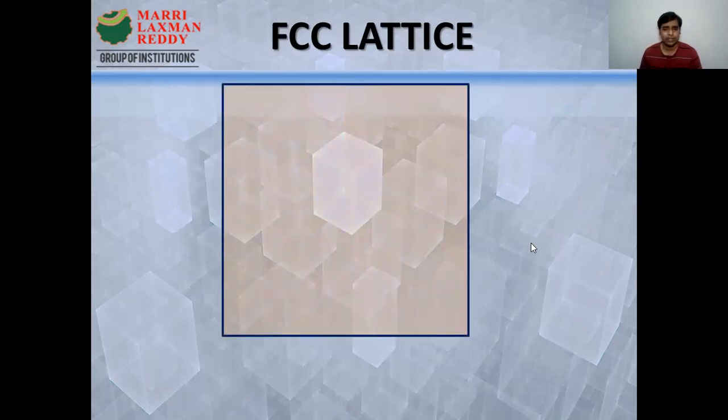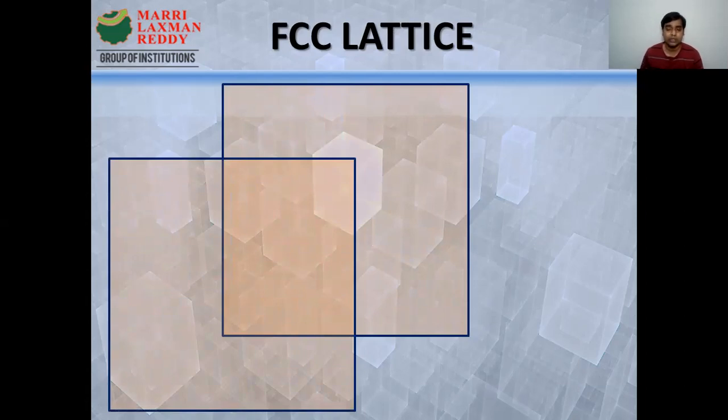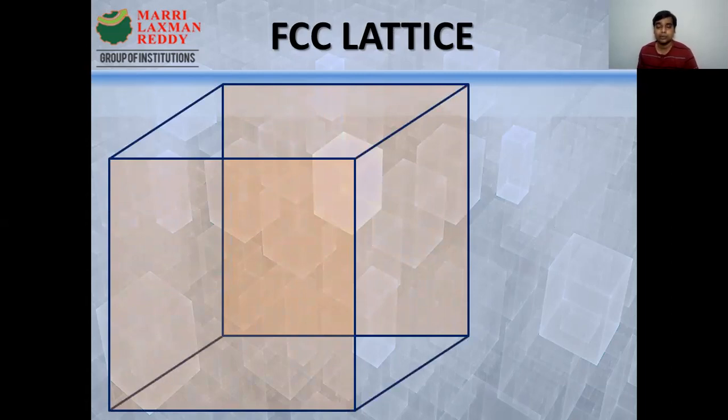In most structures, the unit cell is considered as a simple cube. Why? Because the properties of a simple cube can be studied easily. That's why here I'm considering a simple cube. Back face, front face. When we combine those two faces, we get a cube. Now an FCC lattice is one which has atoms at the 8 corners, and there also exist atoms at each and every face.